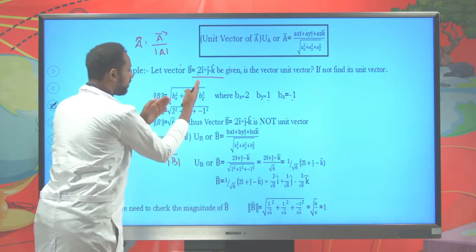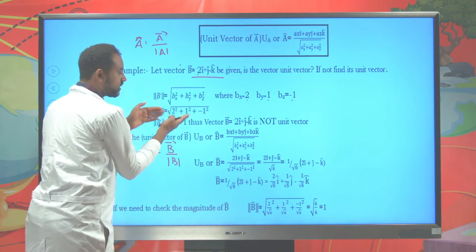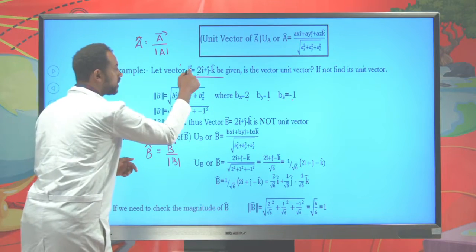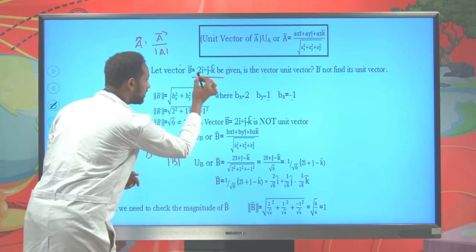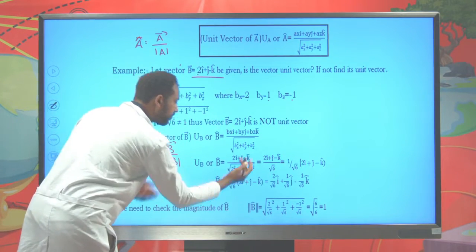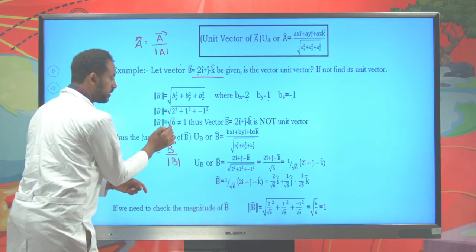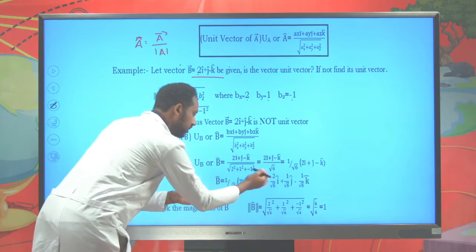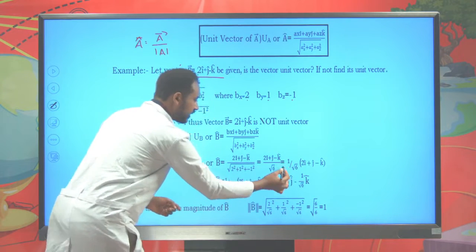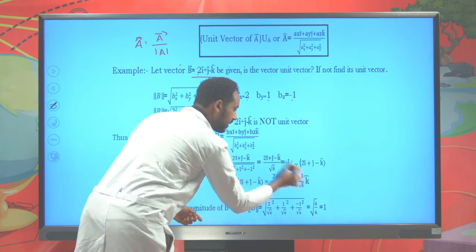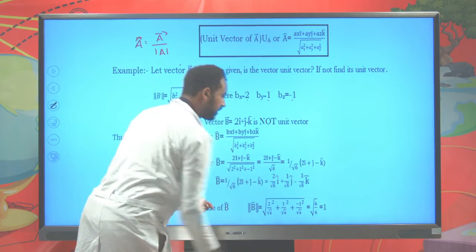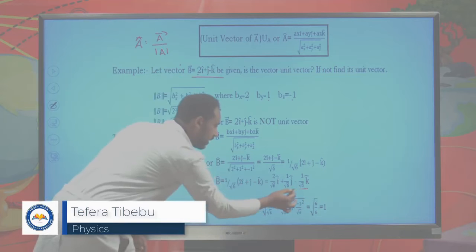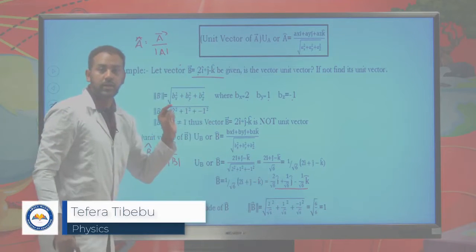Previously we have checked that this vector is not a unit vector. Therefore, to find the unit vector of this, you have to put the vector itself, that means 2i plus j minus k, over the magnitude. The magnitude we have already determined to be root 6. So when you put it over root 6, you get 1 over root 6 times the vector 2i plus j minus k. And when you multiply this, you can find this vector.